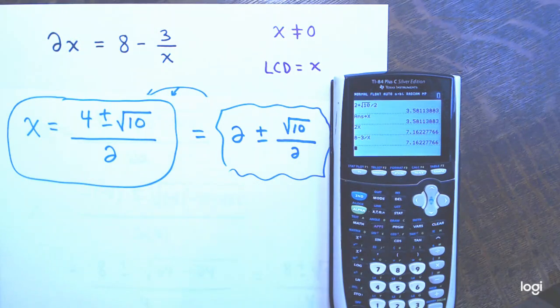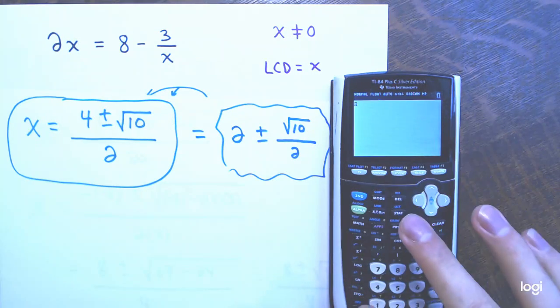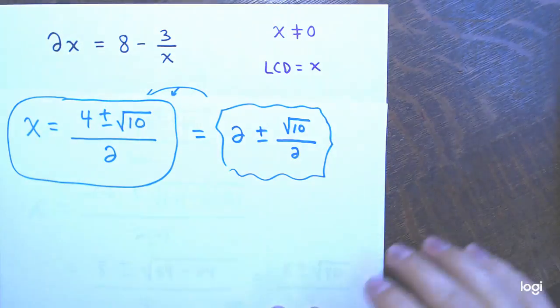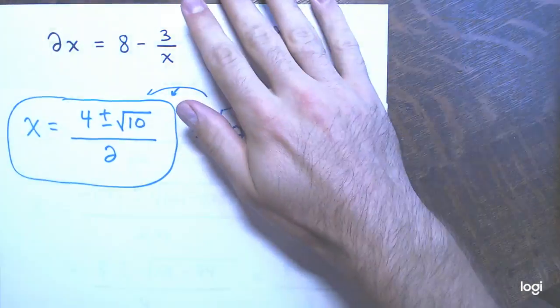And you would see that 2 minus the square root of 10 over 2 is also a good solution if you checked with the calculator. Or you could check it by hand if you want. A little more tedious that way, but you can still do it. All right, so far, I know it's a long one, sorry.